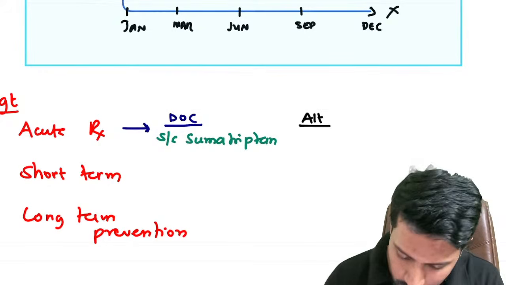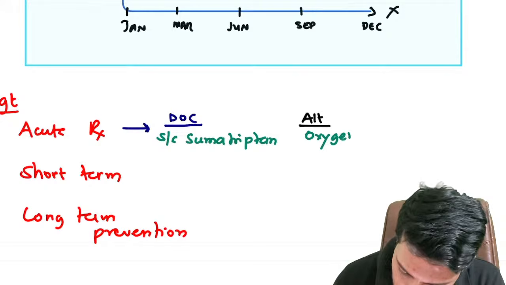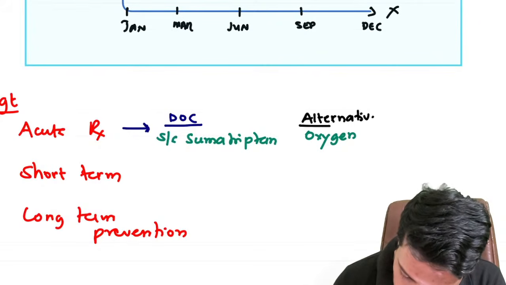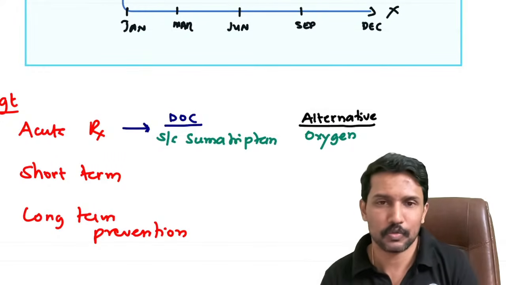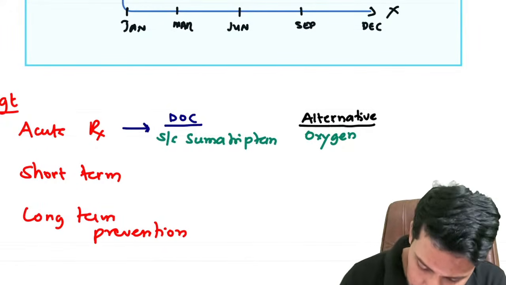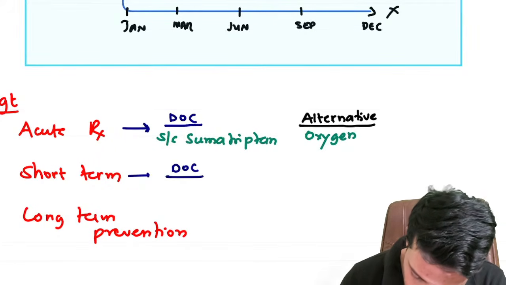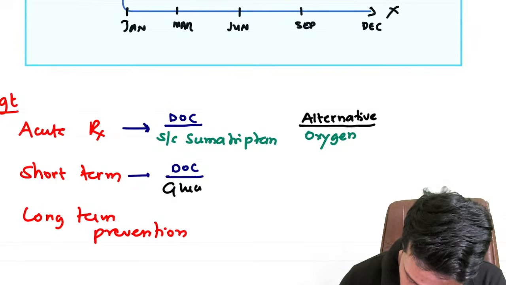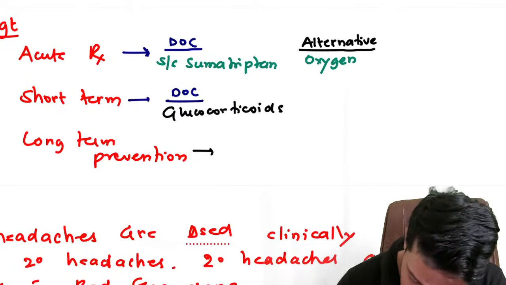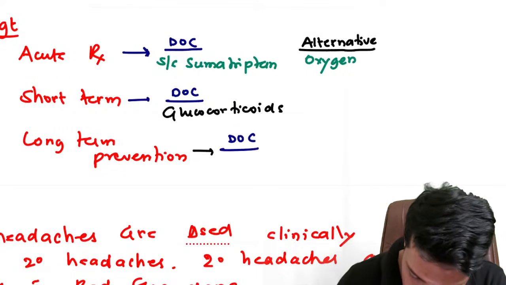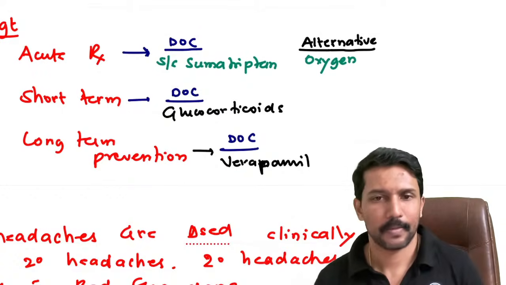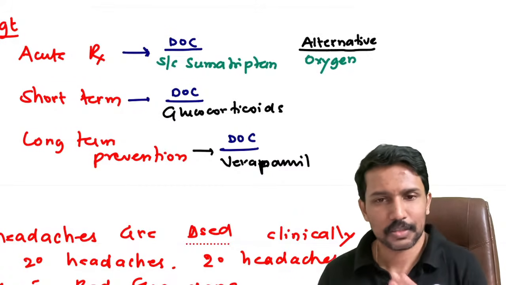So in such cases, oxygen can be considered as the alternative. Once upon a time, oxygen was considered the drug of choice. Now that we have safer routes of administration of sumatriptan, subcutaneous sumatriptan is considered the drug of choice. For short-term prevention, the drug of choice is glucocorticoids. And for long-term prevention, the drug of choice is verapamil, which is a non-DHP calcium channel blocker. So that completes the discussion on the headache.